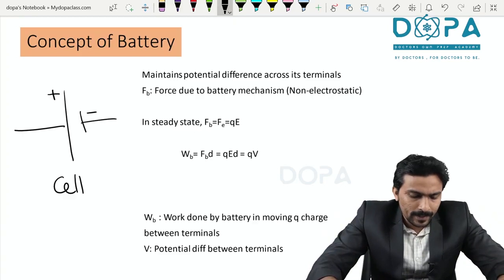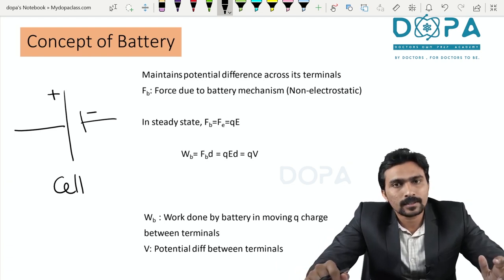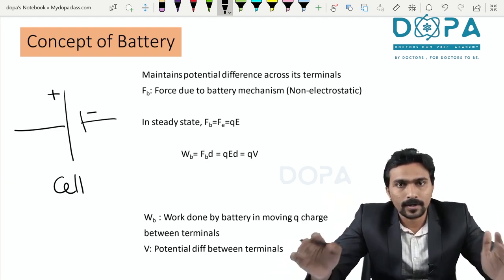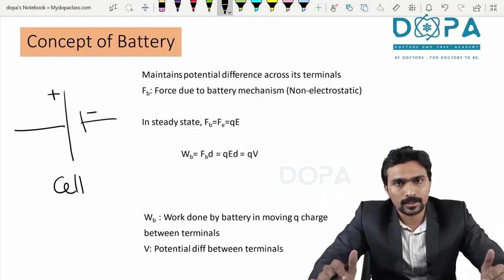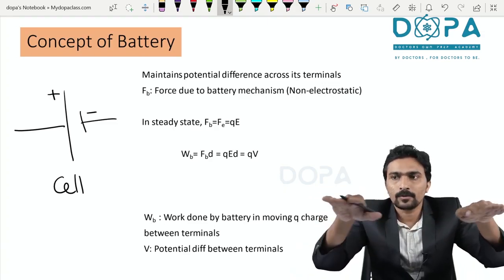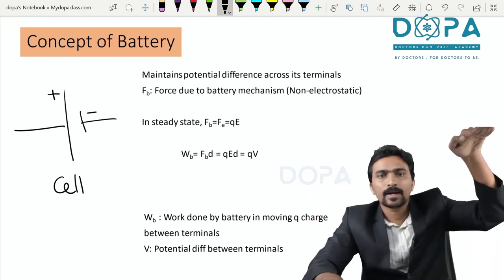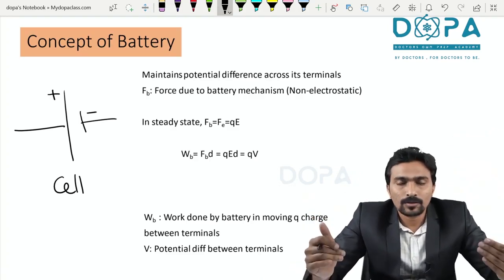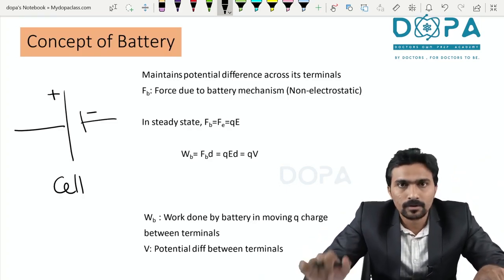So what happens inside a cell? What is the function of a cell in a circuit? To maintain potential difference across its terminals. Okay, so in a circuit, for an electron to flow from one point to another point, you need potential difference. Just like water requires a height difference. Water cannot flow from one point to another if both are at the same height. Water can only flow from a higher height to a lower height. Similarly, electrons require potential difference in a circuit to travel from one point to another point.